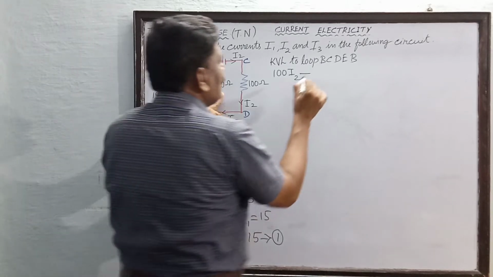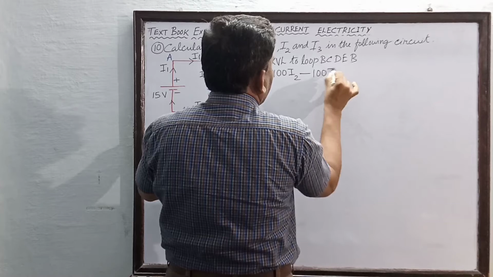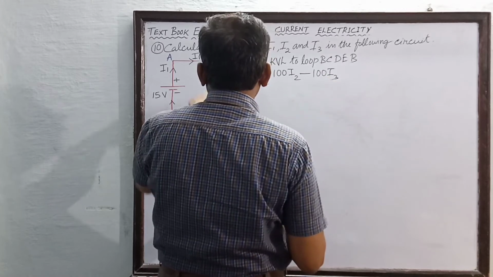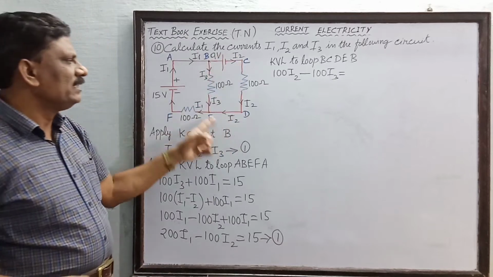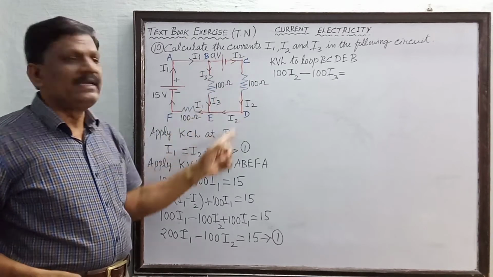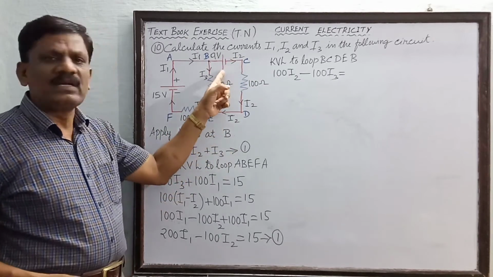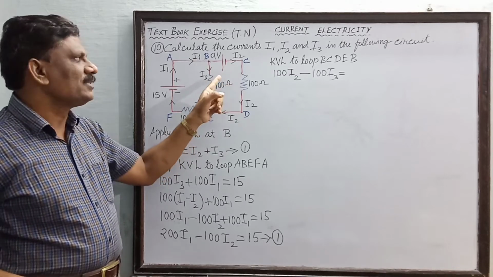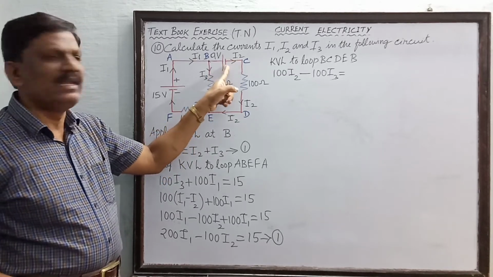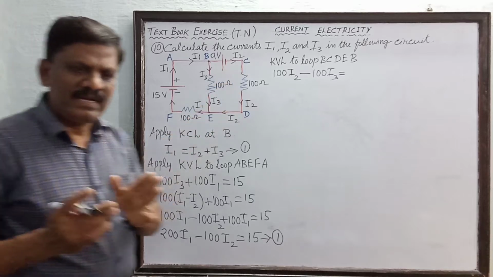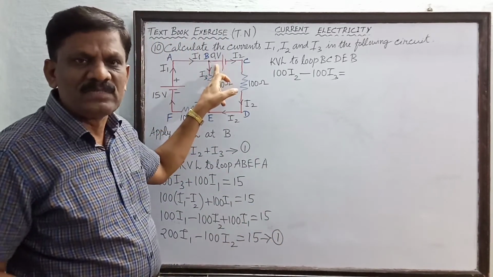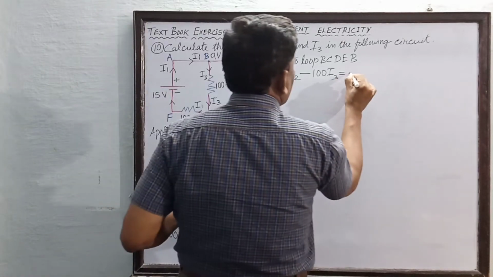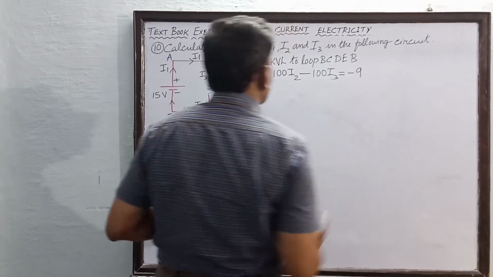So this is 100 I3. Okay, 100 I3. And this is now equal to the net EMF in this loop. So what is the net EMF in this loop? There is only one cell here. That cell also is sending a current I2 ampere from the negative of the cell. So from the negative the current is leaving, means this EMF 9 volt must be negative. So this must be equal to minus 9.